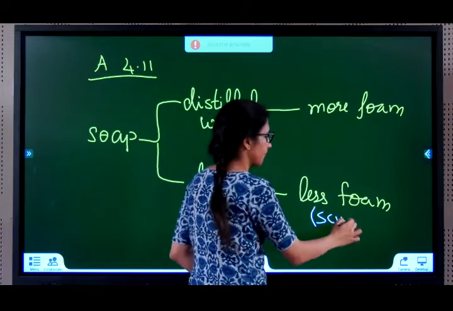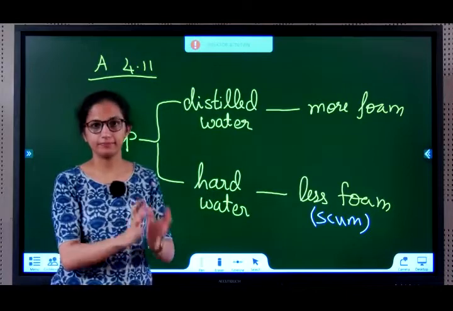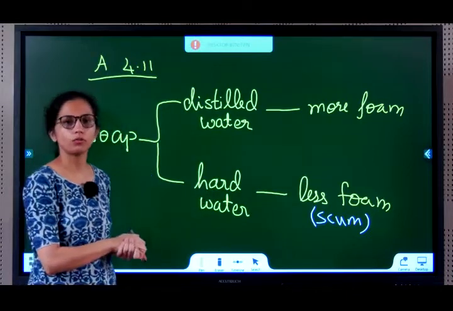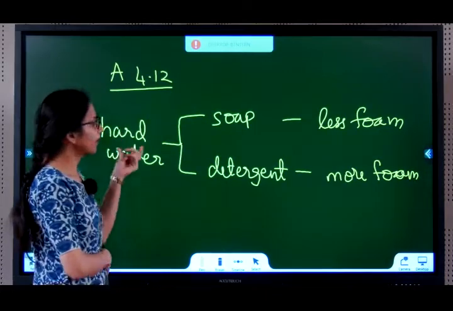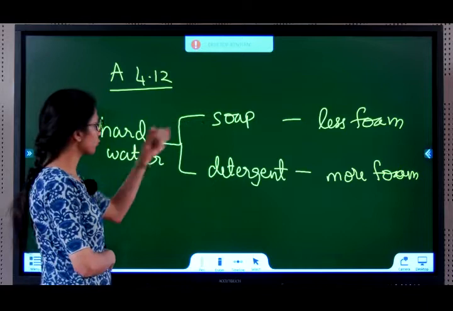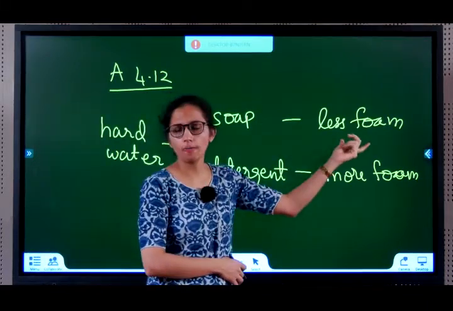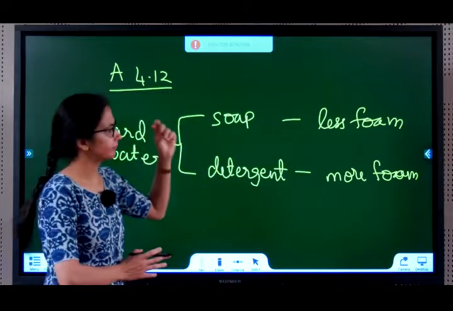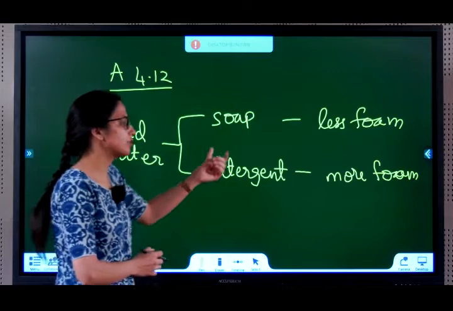It forms scum. So soap with hard water forms scum. Why? We will study. One more activity to go and then we'll note down why. Next, activity 4.12. We take hard water and add soap to it, and detergent to it. Soap with hard water, we already know, gives less foam and scum is formed. Yes, hard water with detergent gives more foam.